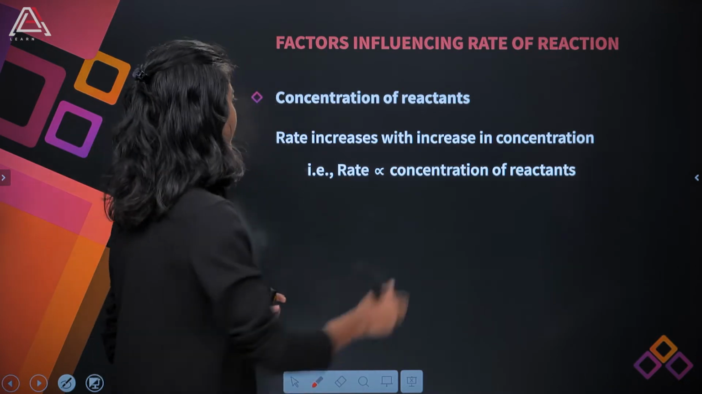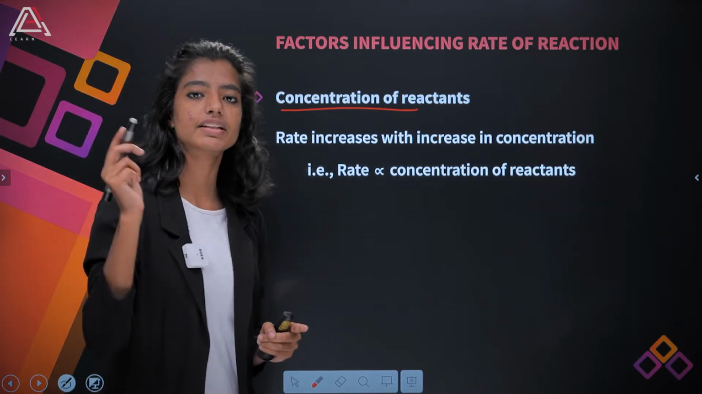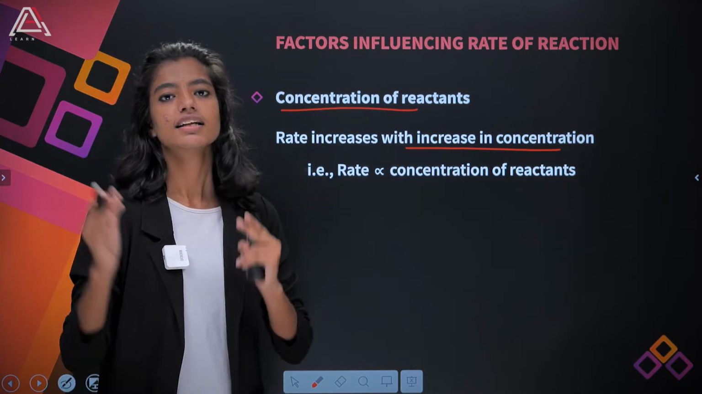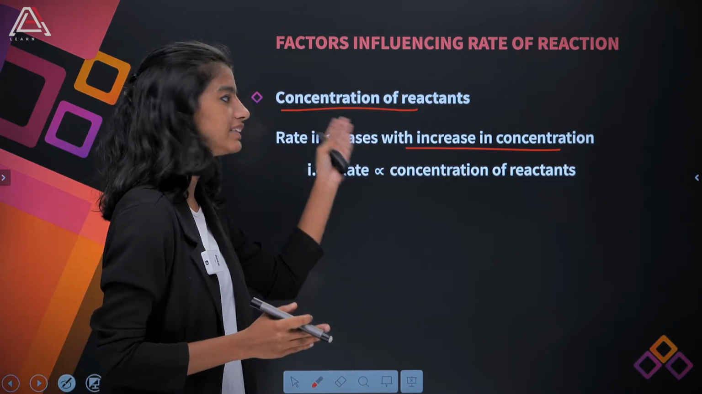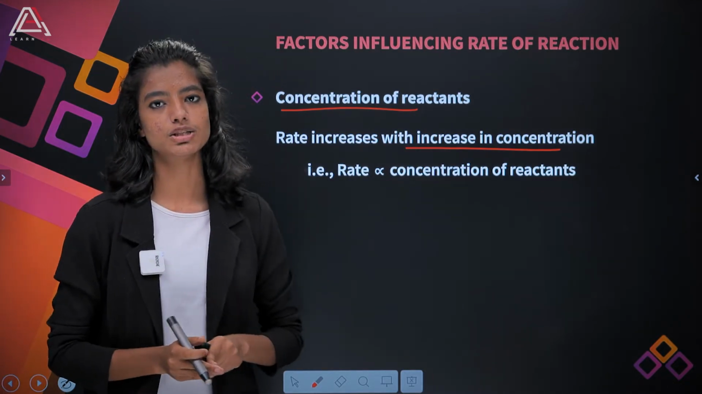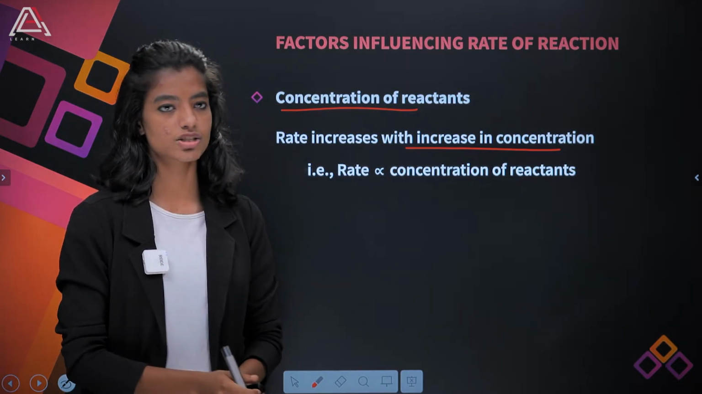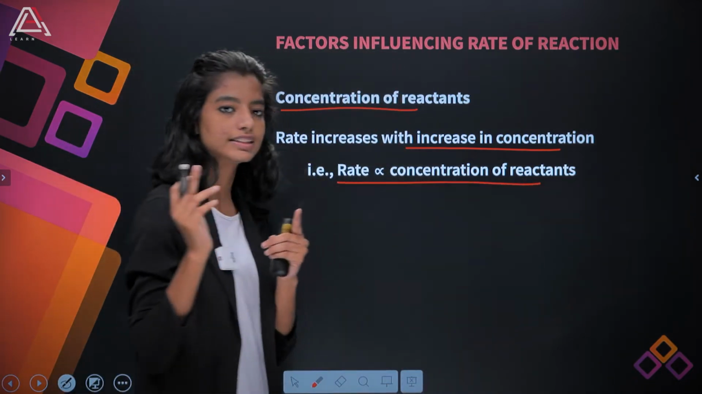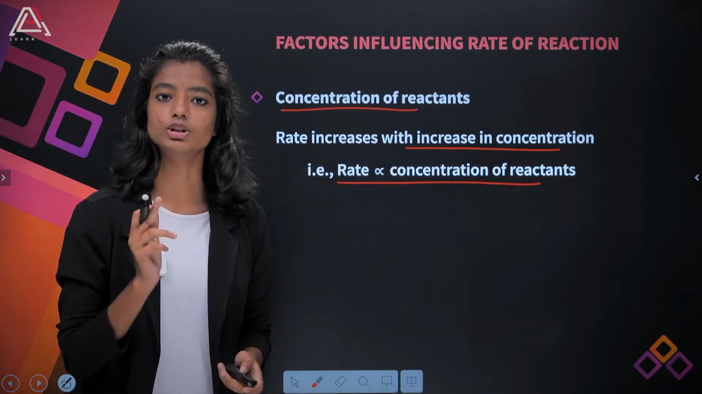The most important one is the concentration of reactants. Rate increases with the increase in concentration. As the concentration of reactant is increasing, the rate or the speed of chemical reaction also increases. Higher concentration of the reacting species will lead to more collisions between these reacting species in an instant of time. So, this increases the speed of a chemical reaction. That is, rate is directly proportional to the concentration of reactants. Always remember, the rate of a chemical reaction increases with the increase in the concentration of reacting species.